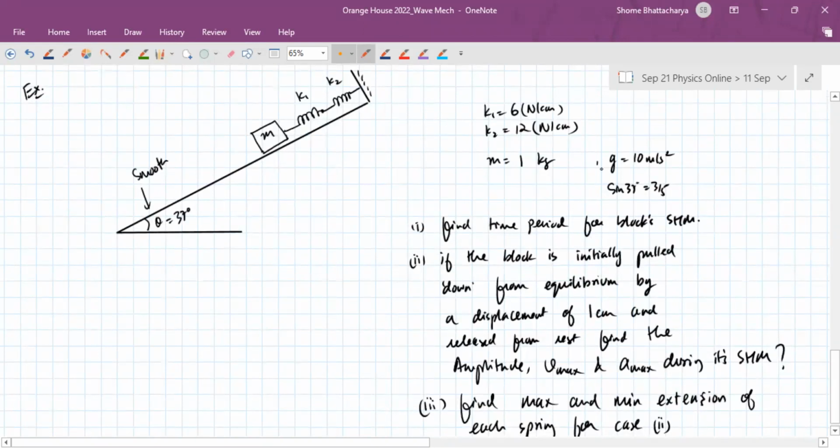So start with the time period. You know how to do that. Reduce it to a single spring system, okay, and find the SHM time period from the standard formula for spring mass system. Then for the second part, you will have to first understand what is the equilibrium position. And from there, the initial displacement is given and all that.